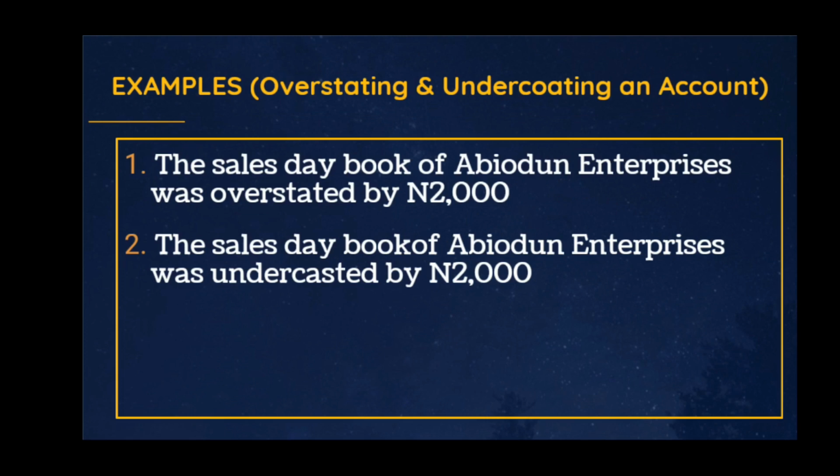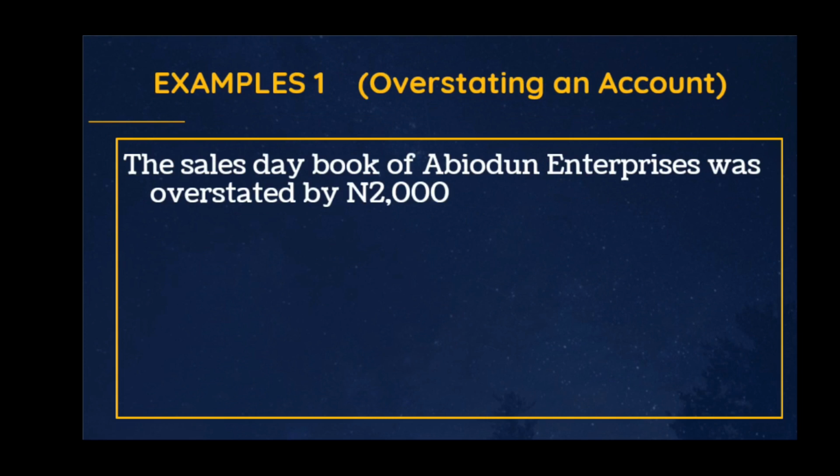So the first question: the sales day book of Abiodun Enterprises was overstated by 2,000 naira. Which means the amount we have in the sales account has been overstated by 2,000 naira. That means we are going to deduct that 2,000 naira from the sales account. And take note, when I was discussing the classification of accounts in my video, I said all income are credit entries. That is, sales is an income, so it is a credit transaction, which means for us to remove an amount from it, we are going to debit the sales account.